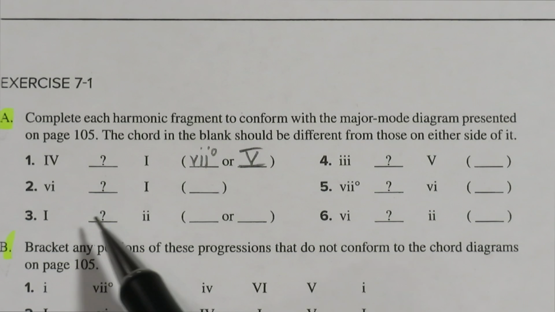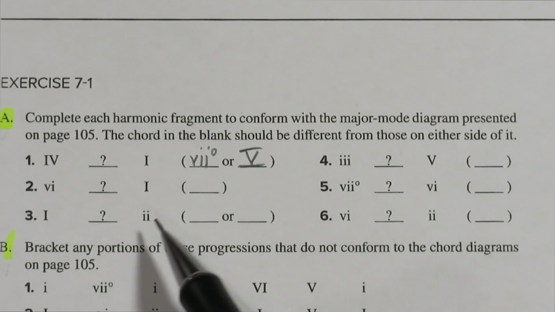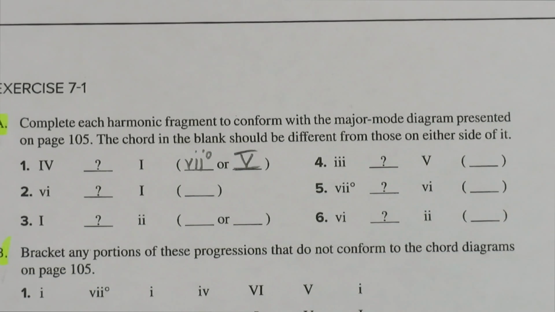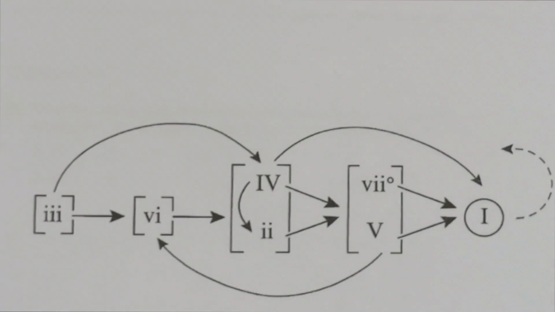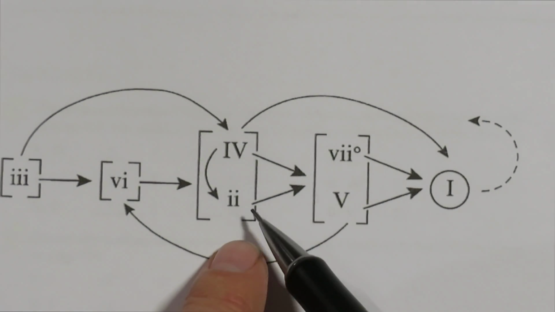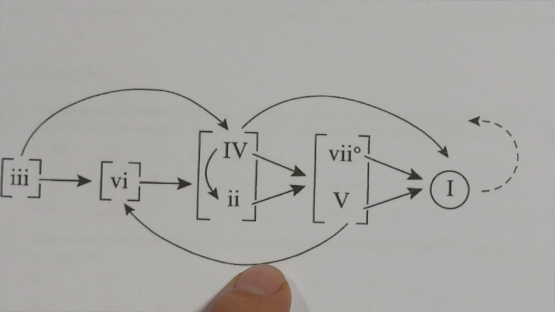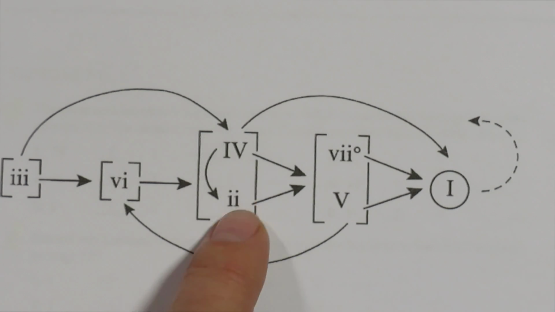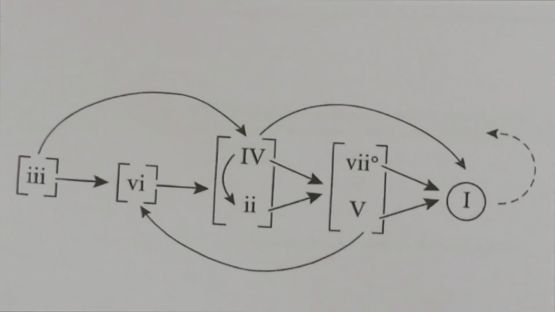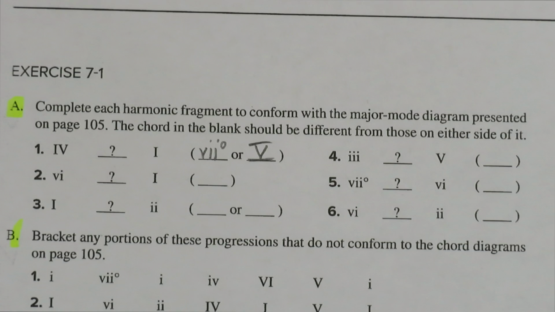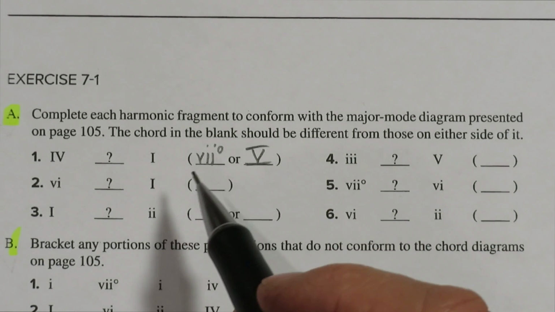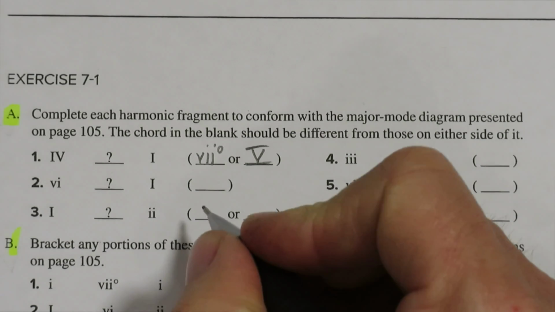Now number 3. What would go between the 1 chord and the 2 chord? Well, if we look at the 2, it likes to go to the 5 or the 7 as well. 2-5-1 is very common, especially in jazz. They're everywhere, as well as pop and rock and other genres too, but especially in jazz.